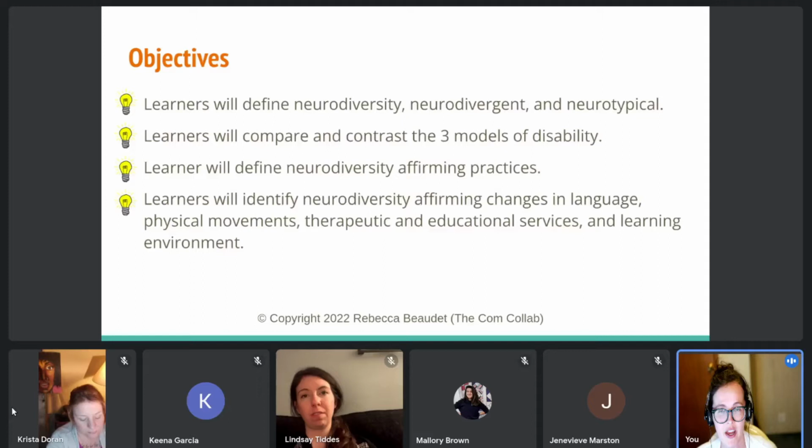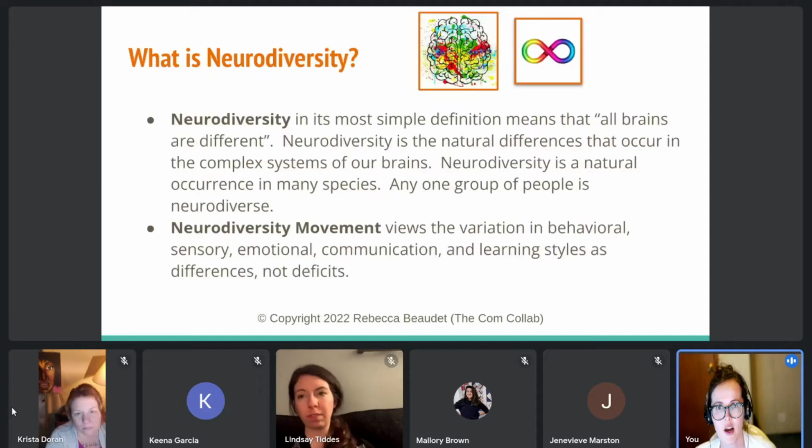So what is neurodiversity? This is a buzzword that is really blowing up all over social media, but it's not a new term. It was actually coined in the 1970s, and neurodiversity in its most basic definition just means that all brains are different. So there's different neurotypes. Neurodiversity is a natural difference that occurs in all of the complex systems of our brains, and it occurs not just in humans, but in all species. And any one group of people is considered neurodiverse.